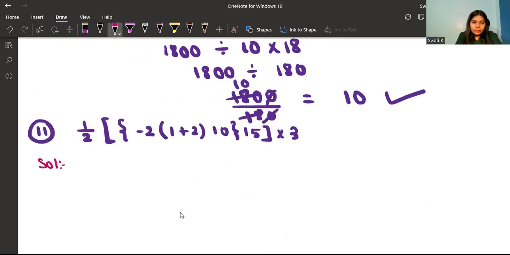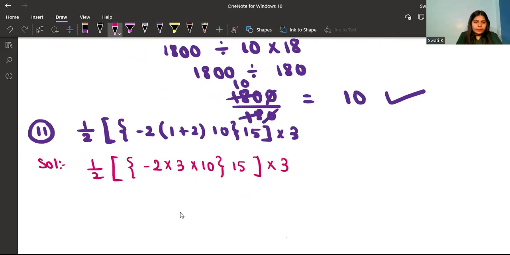Okay, so this will become 1 by 2 as it is. Of course, I have to solve the small bracket first, which is minus 2 times 1 plus 2, that is 3. So of course, it will become times only because there is no other sign. And then times 10, right? And then times 15 only, but I'm just keeping things in the bracket. Now this will become 1 by 2 in bracket. If I solve this, it will become 3 minus 2 times 3, which is minus 6, minus 6 times 10, which is minus 60, right? So it is minus 60, and then 15 is also there, so times 15, and then times 3. So this makes very much sense.